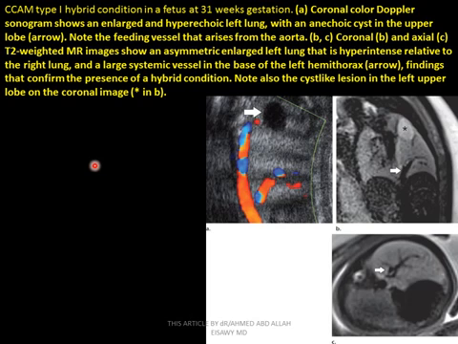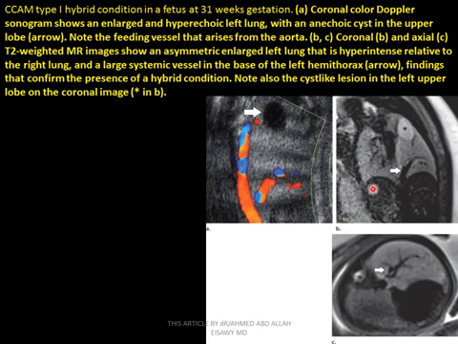CCAM type 1, hybrid condition, in a fetus at 31 weeks gestation. Coronal color Doppler shows an enlarged and hyperechoic left lung with an anechoic cyst in the upper lobe. Note the feeding vessel that arises from the aorta.